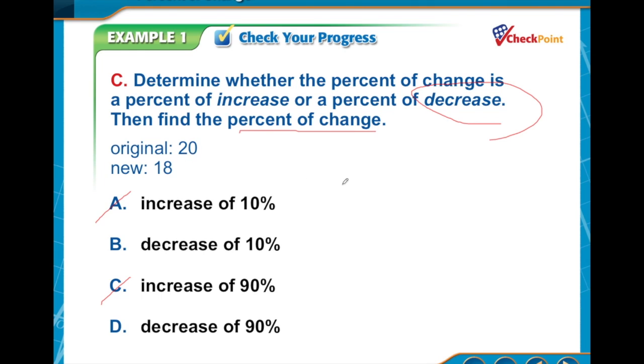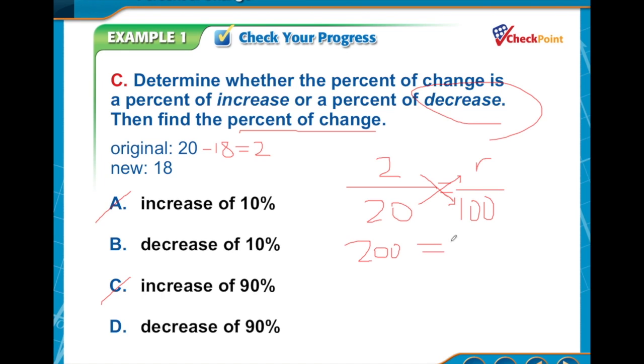It says find the percent of change. So I know my original number will be here. So that's 20. My amount of change will be my numerator. So from 20 to 18, how much did I change? If I subtract these two, I know I get a value of 2. So change 2 units. Change over original is equal to my percent change that I have to find over 100. So if we do a cross product here, 20 times R and 2 times 100, I know 200 equals 20R.